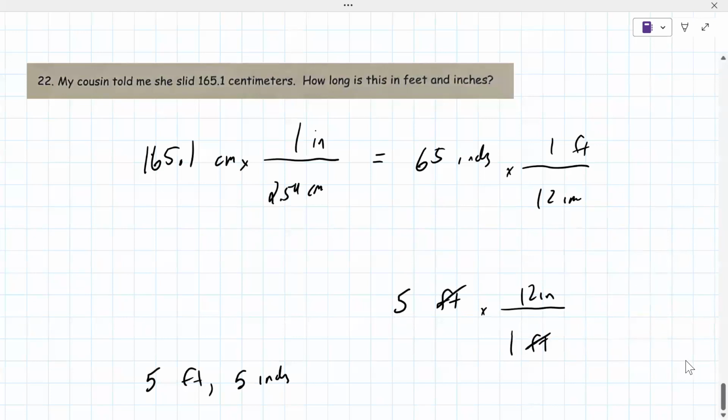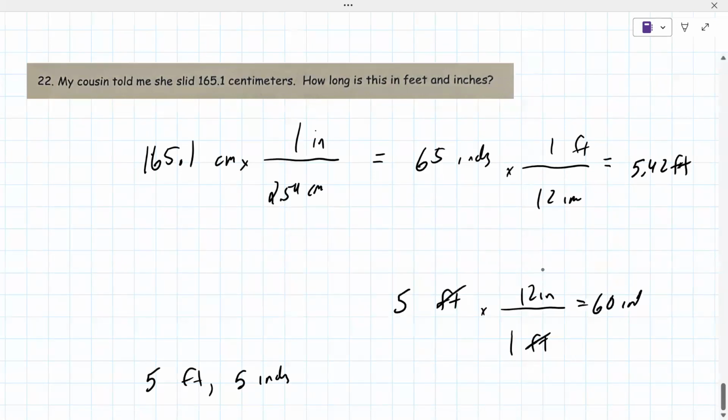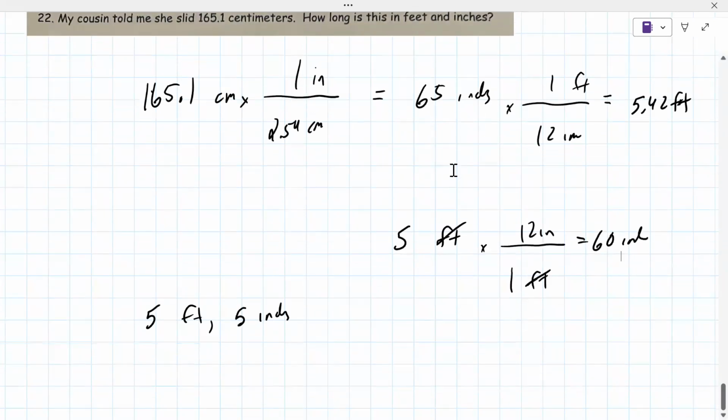Okay, so just backing up here, we figured out that 65 inches divided by 12 is 5.42 feet. So we know that's 5 feet, but we need to know how many inches that is because we want to subtract that out from this. So we convert from feet to inches. 5 feet is really 60 inches of the 65. So how many inches are left over? We take the 65 inches and subtract the 60 inches to get 5 inches.